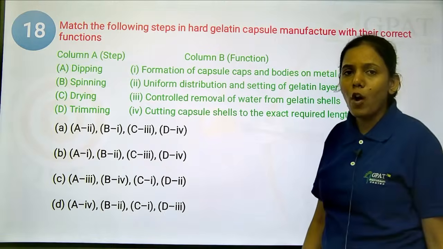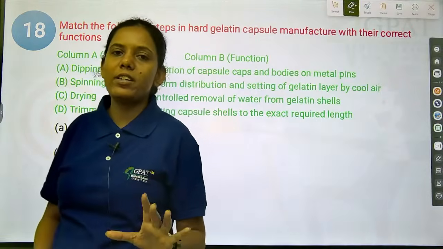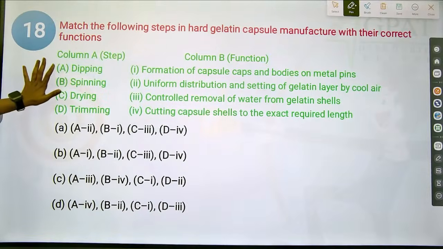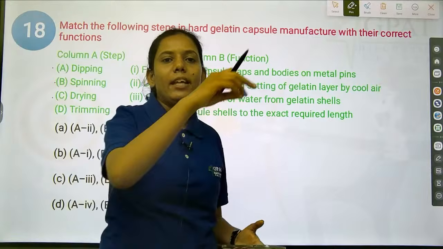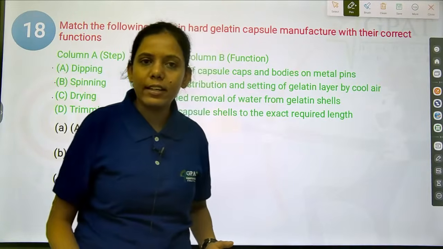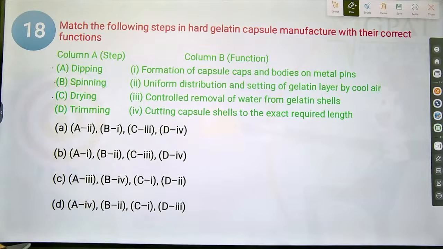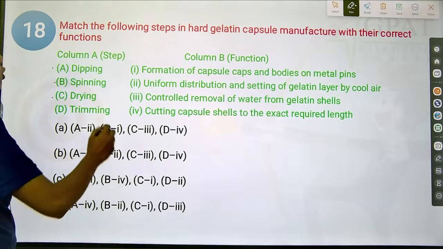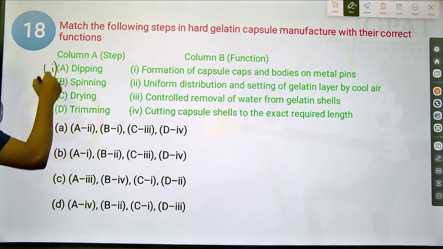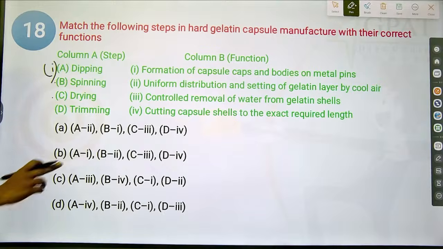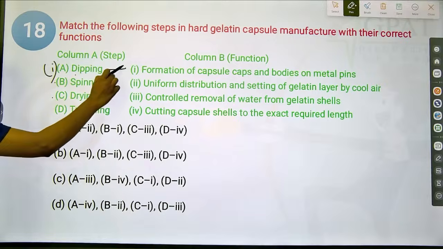Chalo, next is match the following steps. If you understand the steps of hard gelatin capsule, this is very easy, right? The first is dipping, spinning, drying and trimming, right? So the first is dipping. Why do we do dipping? Dipping of the metal pins into the gelatin solution, which is held at 60 degrees Celsius, to make sure that gelatin is present in the liquid form. So dipping is for the formation of capsule caps and bodies on the metal pin. So option A, column A is matching with the first one. So A is the right answer, as in this is matching this one.